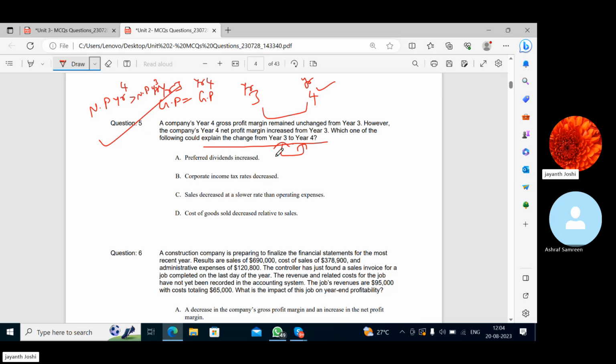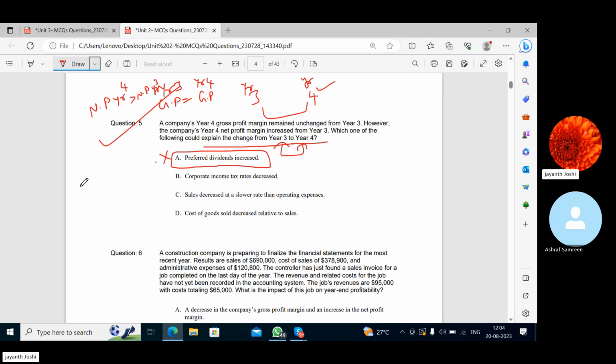So preferred dividends, it's like a baseless statement. Why? Because we are speaking about net profit, and preferred dividends are paid after net profits are calculated, right? So this is not a part. Corporate income tax rates decreased. It can be a reason, right?